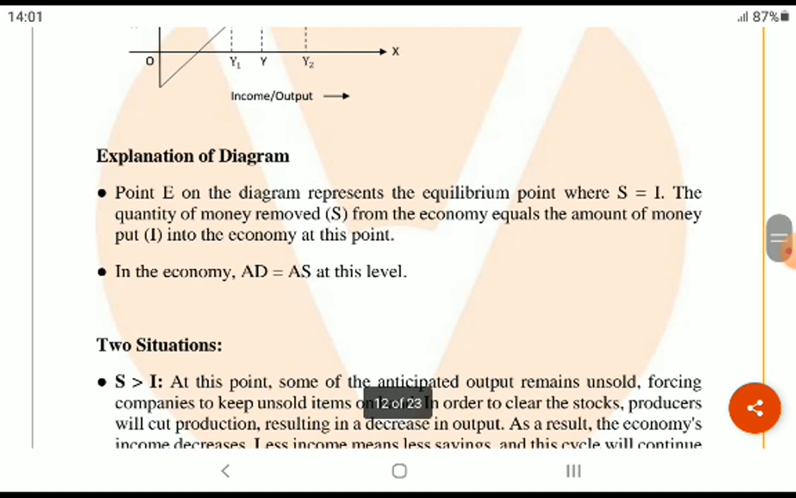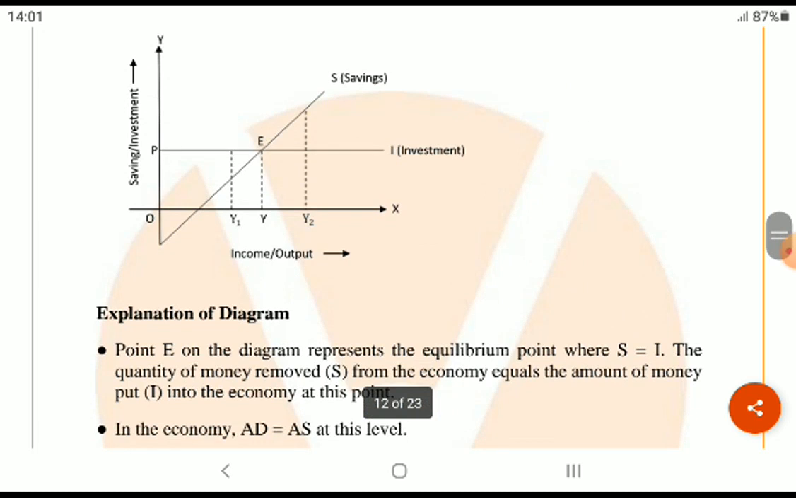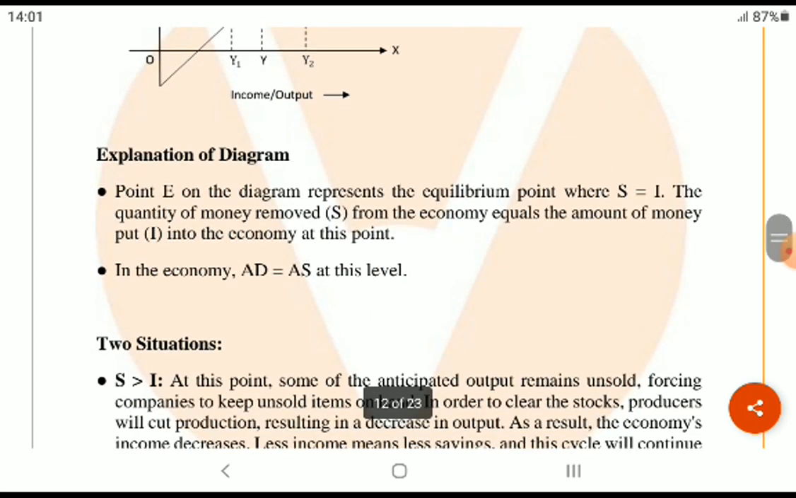Explanation of this diagram is here. Point E on the diagram represents the equilibrium point where S is equal to I, the point E that I mentioned. The quantity of money removed from the economy equals the amount of money put into the economy at this point. In the economy, AD is equal to AS at this level.